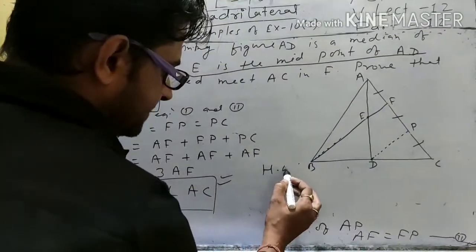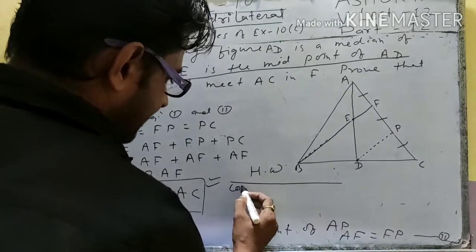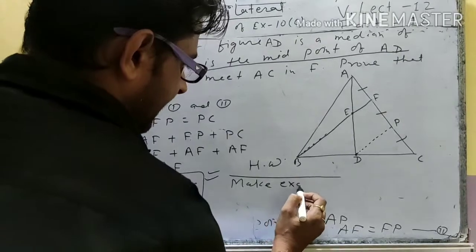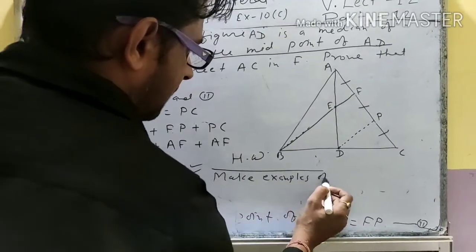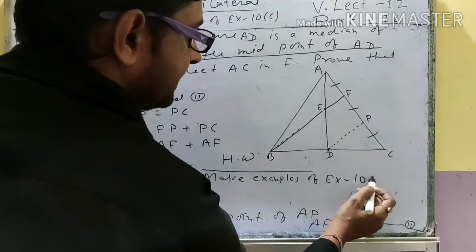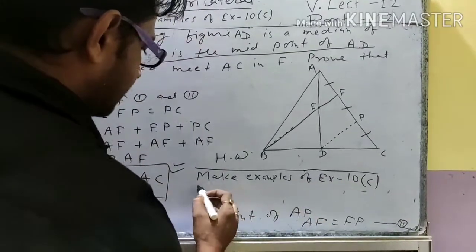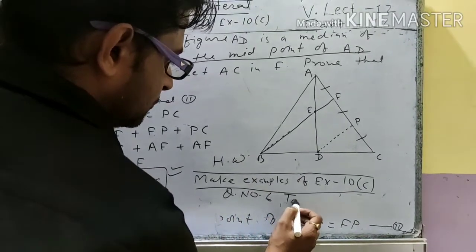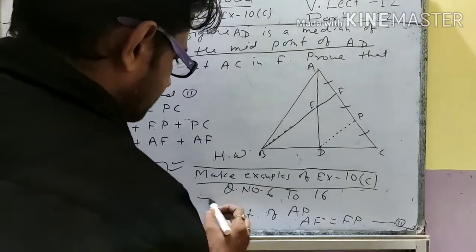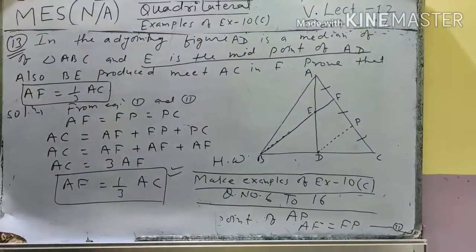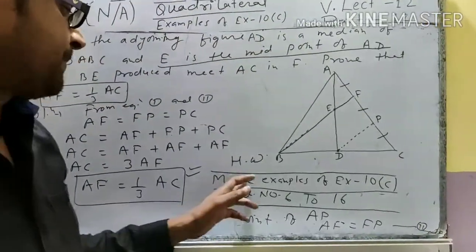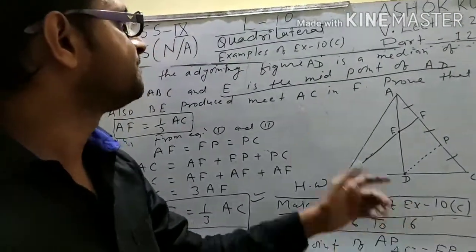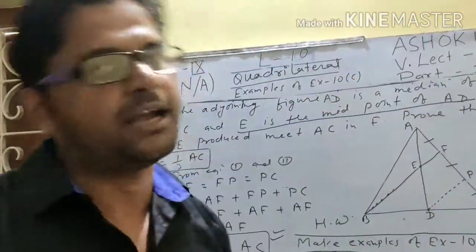So student, your homework: make examples of exercise 10C, question number 6 to 16. If you have any problem, if you have any query, ask the question. Thank you.